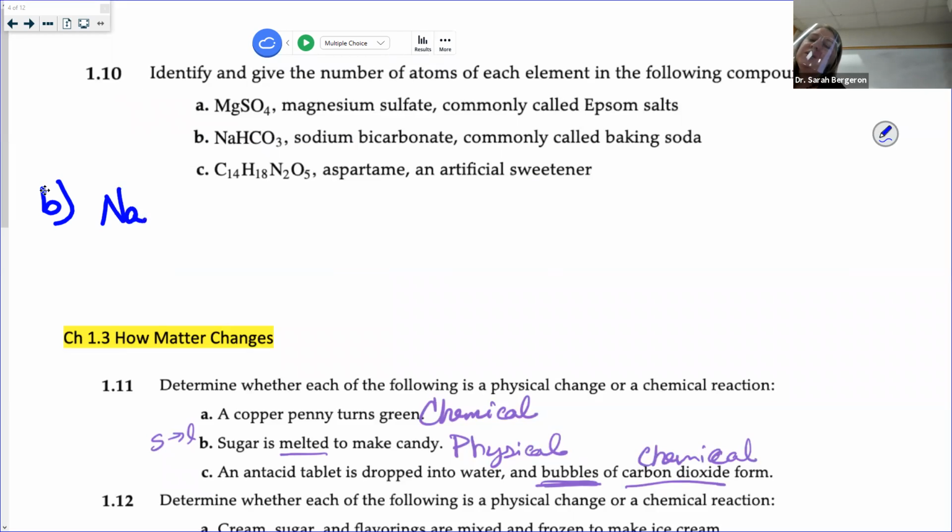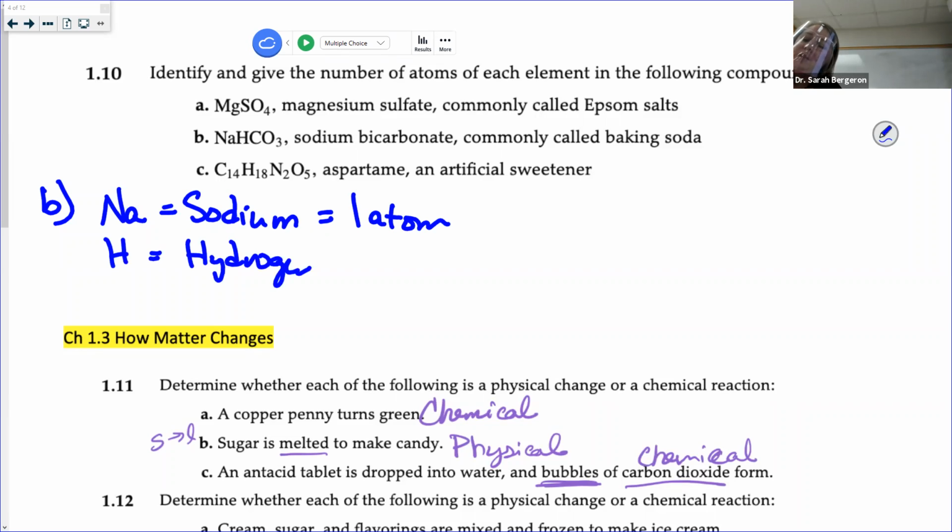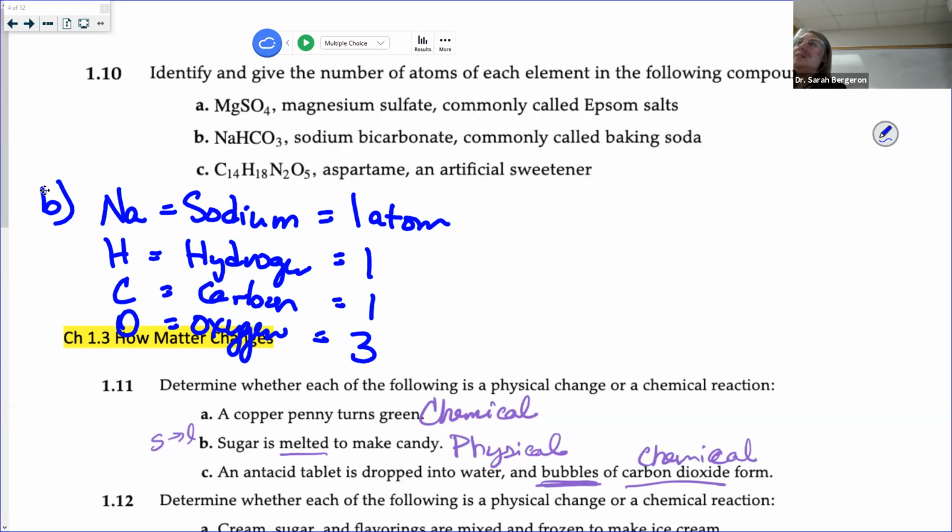Okay, so Na, what is Na? Sodium, right? How many sodium atoms? 1 atom. Okay, what's my next element? Hydrogen, H for hydrogen. How many atoms? 1. What's my next element? Carbon. How many atoms? 1. My next element? Oxygen. How many atoms? 3. So it's always the subscript that follows the element symbol.